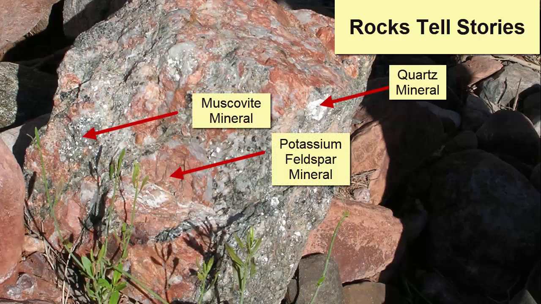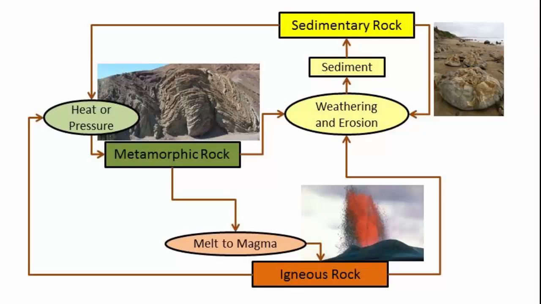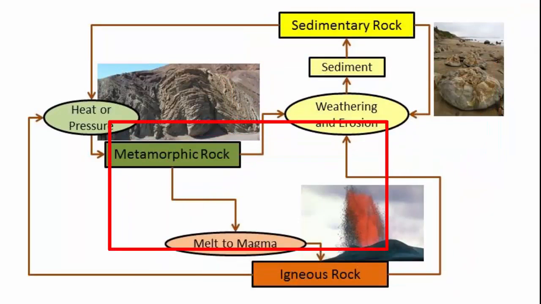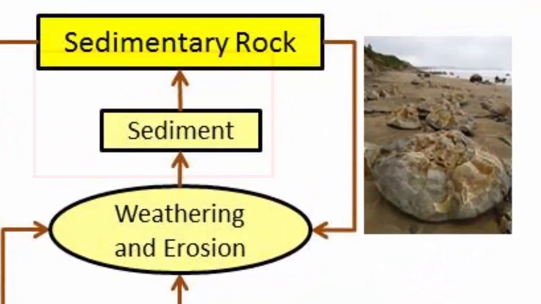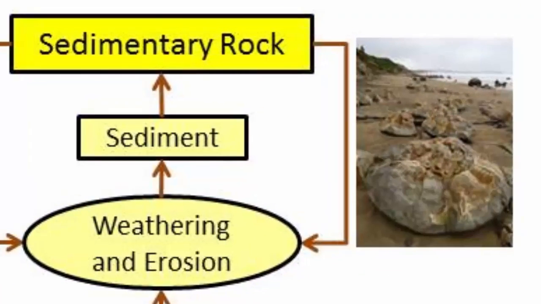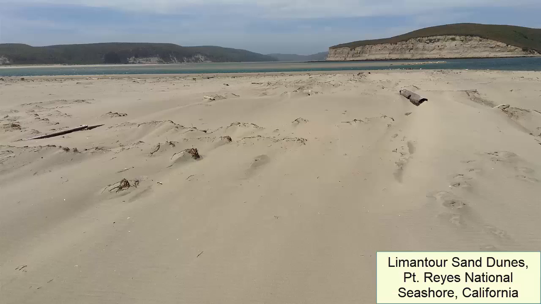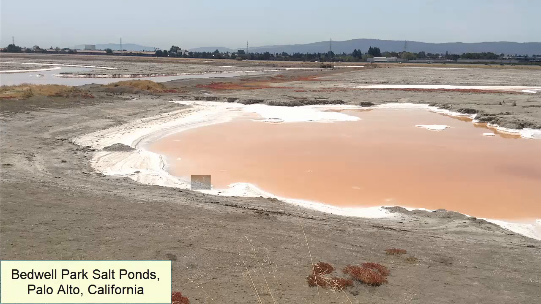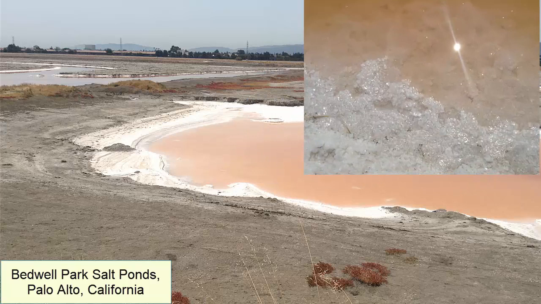All rocks on Earth's surface can be classified as one of three kinds: sedimentary, igneous, or metamorphic. Sedimentary rocks are those formed from the compaction or cementation of debris that is collected in low-lying areas on Earth's surface, like sands buried in sand dunes, or rocks that formed through the precipitation of minerals from fluids at or near Earth's surface, like when seawater evaporates and salt crystals are left behind.